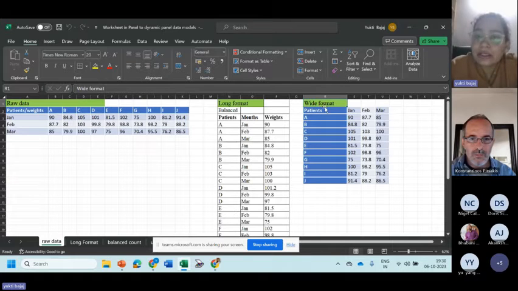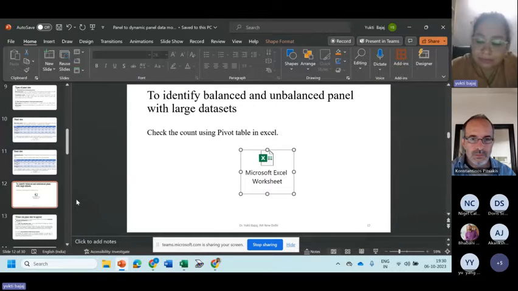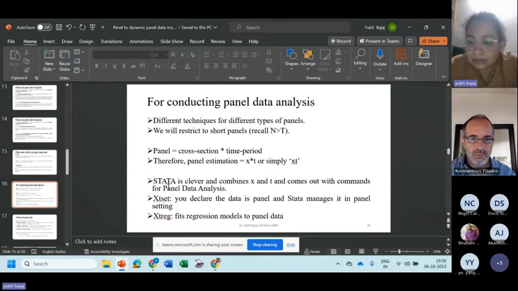Then there's another way that you can keep it: keep one dimension in the rows and the other dimension in the columns. If you see here, I have patients in the rows, and in the columns I have the time dimension. This kind of format is a wide format. Now to make it very clear, generally Stata prefers the long format. Generally we follow the long format, and it is how Stata sets this panel data in its data editor.